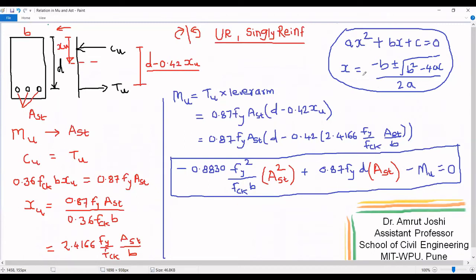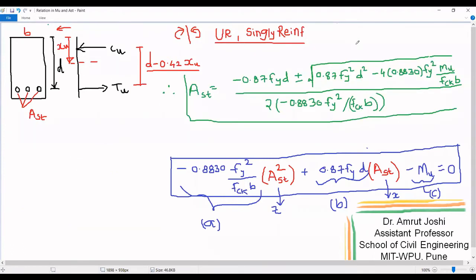So now in correlation with this expression, AST is now X. Then the value of A is this one, that is minus 0.8830 fy square upon fck b. Value of B is 0.87 fy d, and value of C is minus Mu. So by substituting these values of A, B and C in this solution, we get AST equal to minus B plus or minus square root of B square minus 4AC upon 2A.